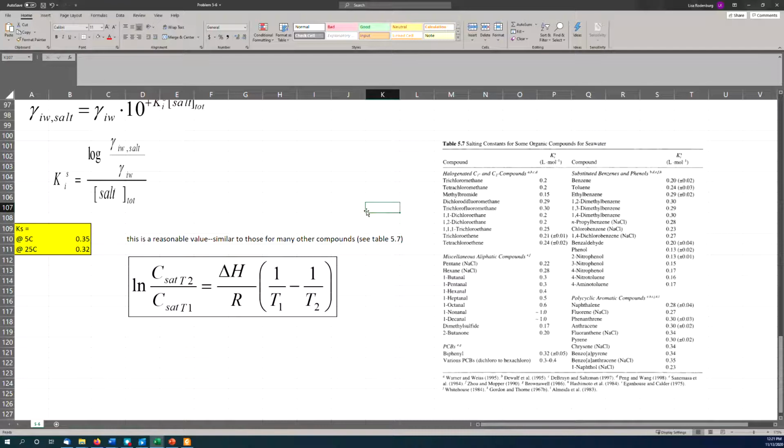So again, we're thinking now about the solubility of a gas. Solubility of the gas increases as the temperature decreases. Kind of counterintuitive, but that's the way it works. And the second thing we're thinking about here is how the solubility of any organic chemical can be suppressed by the salt in the water.